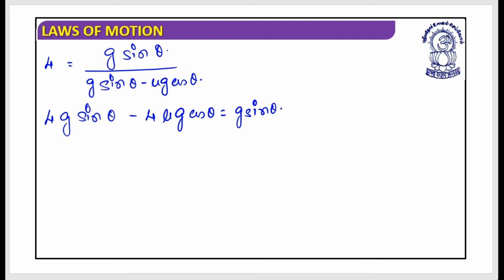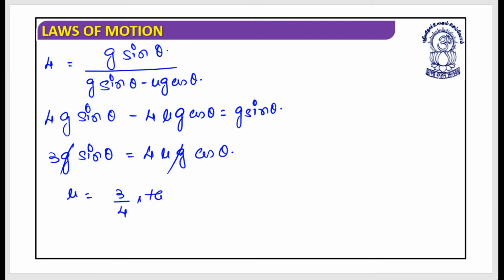So this is 4g sine theta minus g sine theta, which is equal to 3g sine theta. That should be equal to 4 mu g cos theta. This g and this g has gone. So sine theta by cos theta is tan theta, so mu should be equal to 3 by 4 into sine theta by cos theta, it's tan theta. They have given theta as 45, so it's 3 by 4 into tan 45 degree. So this is 3 by 4.